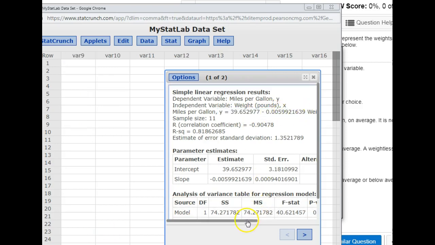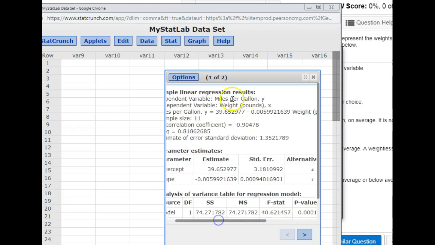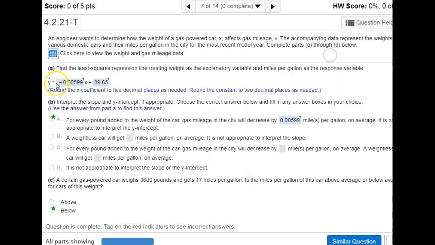And notice the number here at the end is the one that's multiplied by x, the weight, and then this part here would be the y-intercept. So make sure you write those in the correct order for your answer.